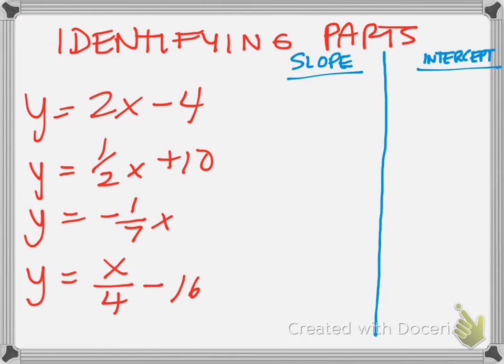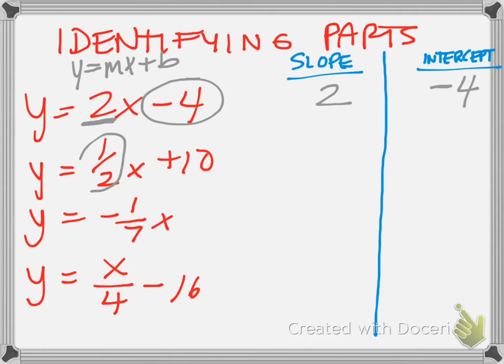So first let's just identify the parts of slope-intercept. Make sure we can get that down. The slope is always what is multiplied to the variable x, and the intercept is always what's added or subtracted onto that. So slope is 2 on this one, and -4 is the y-intercept. On the second one here, slope is 1 over 2, or half. The y-intercept is +10.